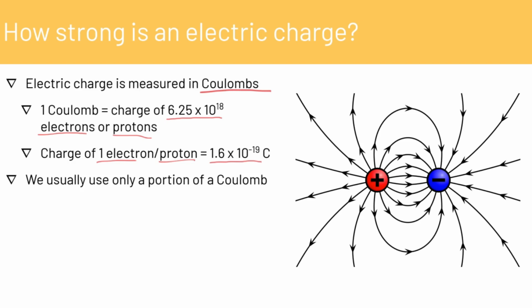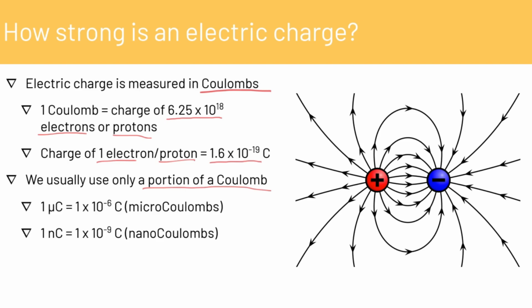So we usually only use a tiny portion of a coulomb because a coulomb is such a large unit. It has such a large charge. So we either use a microcoulomb. So 1 microcoulomb is 1 times 10 to the minus 6 coulombs. So that's what we call a microcoulomb. Or a nanocoulomb. That's 1 nC. That's 1 times 10 to the minus 9 coulombs. We call that a nanocoulomb. So we'll use these when we do calculations with coulombs, when we're trying to calculate different things like charge and the force on an object due to the charges on them.